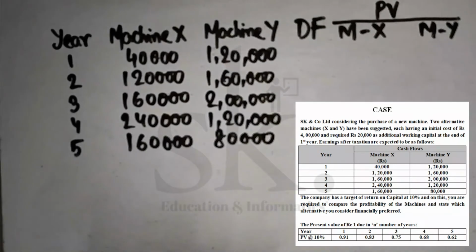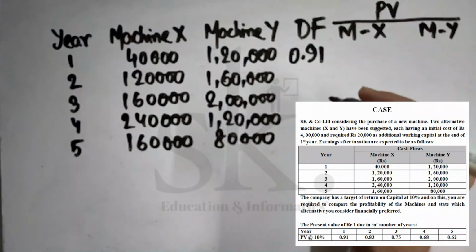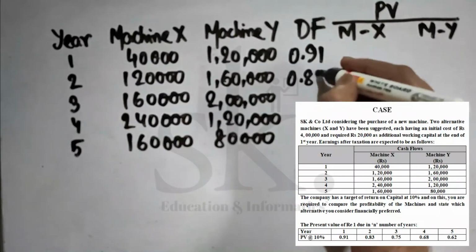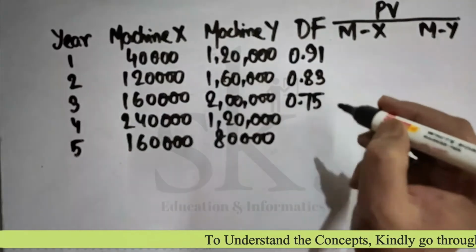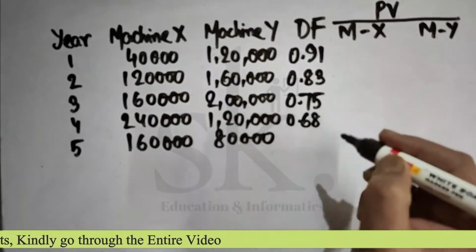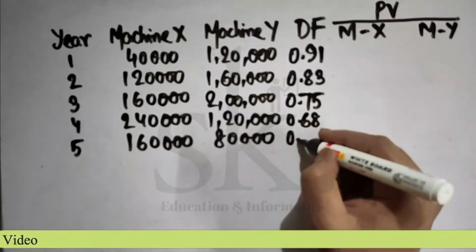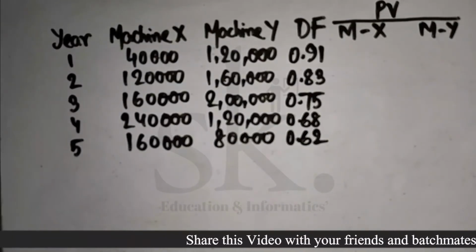In this particular problem, the discounting factor has also been given. If the discounting factor is not given in the problem, we know how to calculate it: 1 divided by (1 plus r) to the power n. The discounting factor given is 0.91 for the first year, 0.83 for the second year, 0.75 for the third year, 0.68 for the fourth year, and 0.62 for the fifth year. Now we need to calculate.